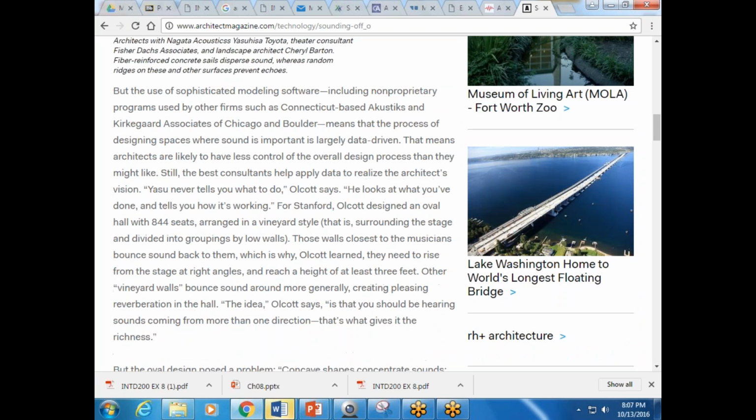So it says the use of sophisticated modeling software, including non-proprietary programs, helped in designing the spaces where sound is important and largely driven by data. That means architects are likely to have less control of the overall design process than they might like. Still, the best consultants help apply the data to realize the architect's vision.